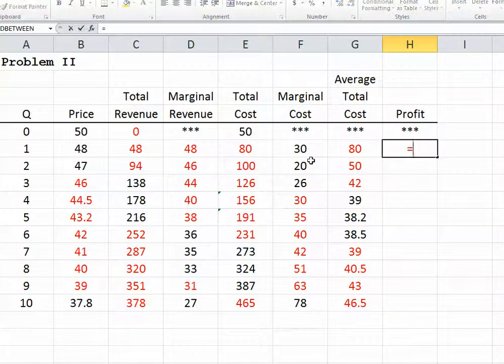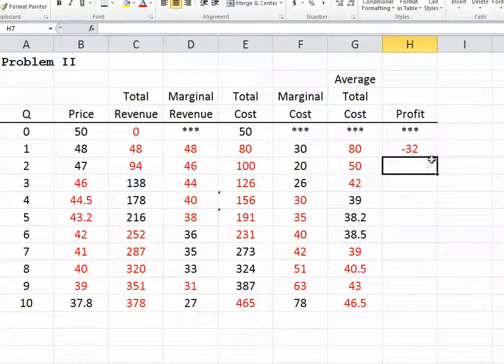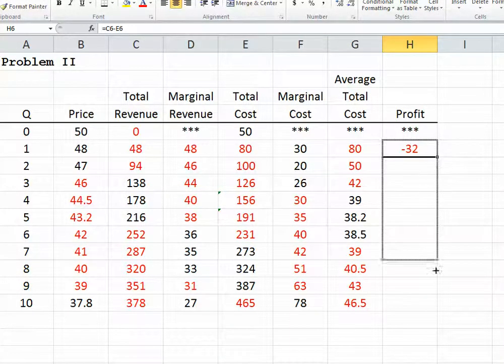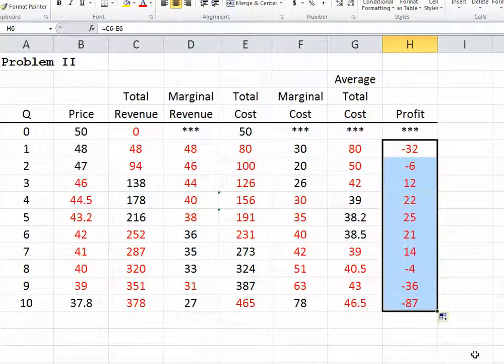And then my profit is simply total revenue minus total cost. Right? So here are my profits. And so there are my answers for problem number 2.